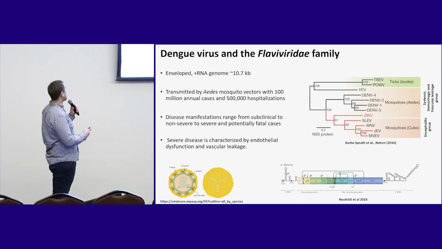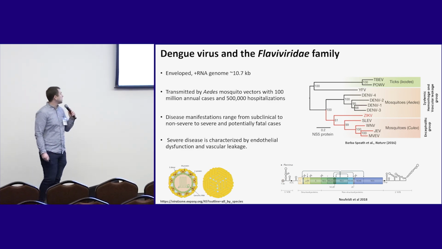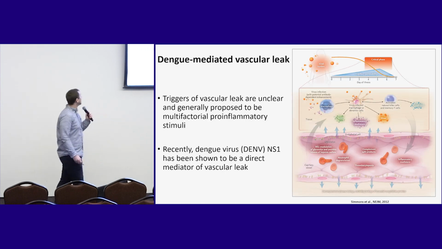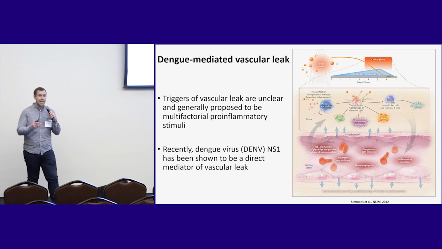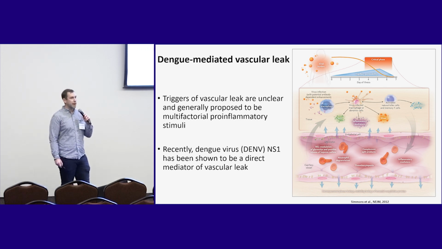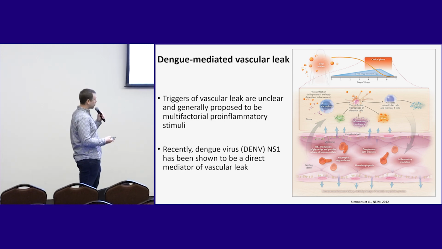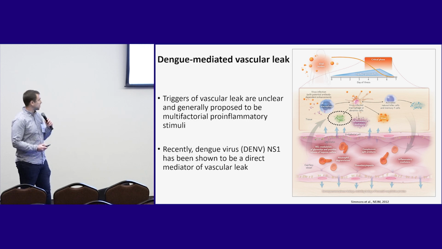So the disease manifestations of dengue range from non-severe to severe, and this severe disease is characterized by endothelial dysfunction and vascular leak. This dengue vascular leak was originally explained as just a general cytokine storm resulting from uncontrolled viral replication. And the triggers of this, besides calling it a cytokine storm, were generally unclear. But recently, our work and others have demonstrated that the dengue virus non-structural protein 1, which is actually secreted from infected cells, plays a direct role in this pathogenesis.